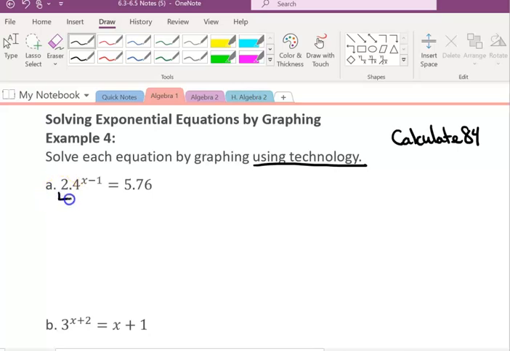We're going to take the left side of the equation and plug it in for y1, and the right side we're going to plug in for y2. It's going to create two graphs. So y1 is going to be 2.4 to the x minus 1, and y2 is going to be 5.76.